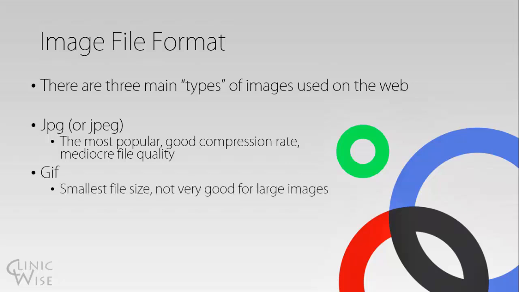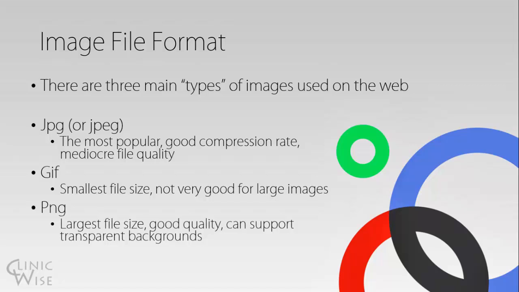The GIF file format has the smallest file size of the three. However, GIFs with larger dimensions tend to be very low quality, which only makes them suitable for smaller pictures. The file format with the largest file size is PNG. Although PNG files are large, they're also of very good quality. If you need a particularly clear or high quality image, PNG might be your best choice. However, the large file size of PNGs might slow down the load time of your website, so use them sparingly.